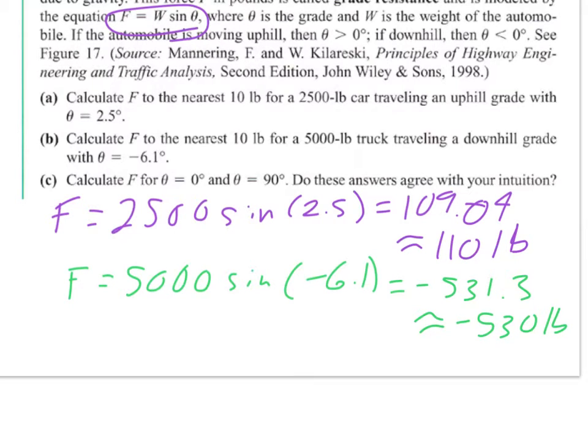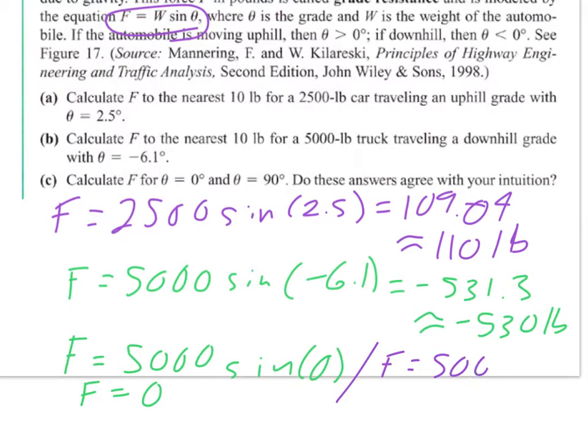And then for the last one, they just want us to take a look at what happens when theta is 0 and theta is 90, and then see if that makes sense. I think what they're saying is that the poundage would not necessarily make a difference, so let's just go with the 5,000 pound truck. Well, if you look at sine of 0, that is 0. So the force due to the grade there would be 0, compared to if we did 5,000 times the sine of 90 degrees. Sine of 90 is 1, so the force would be 5,000.